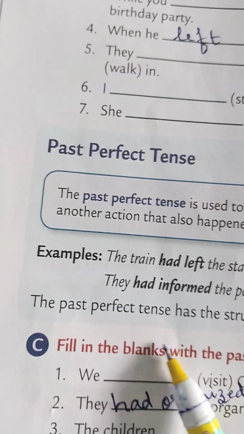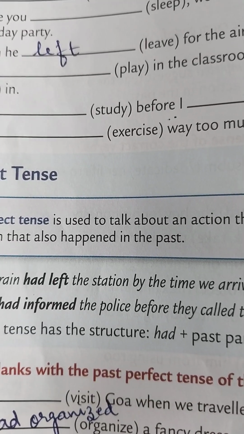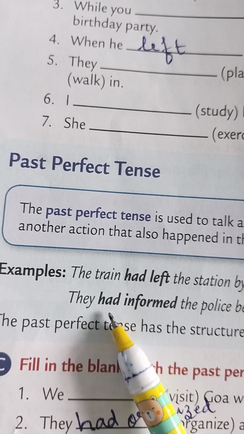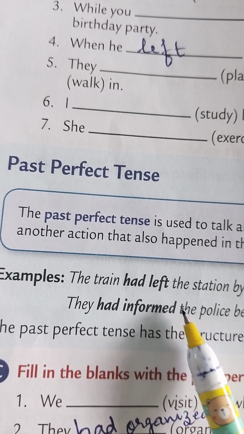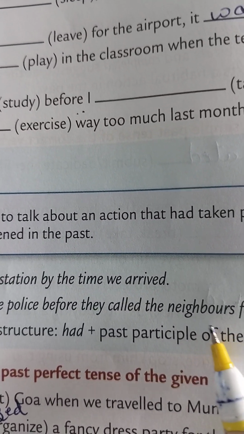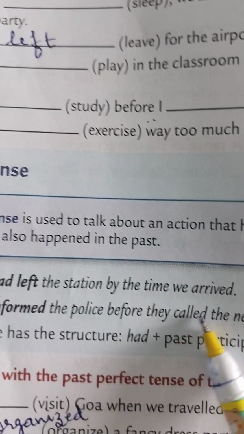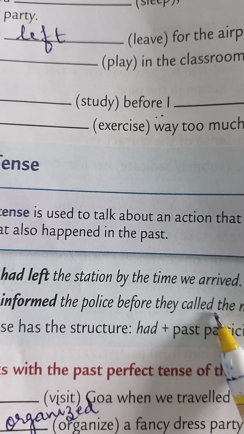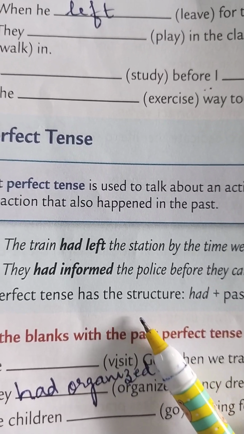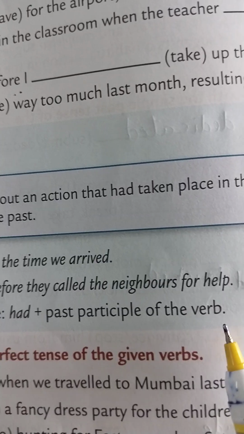Okay. They had informed the police before they called the neighbors for help. Now here again we have used had plus past participle form of the verb, and in the second part of the sentence, in which the action completed later, we have used the second form of the verb, that is called. Okay. So the sentence structure of past perfect tense, children, is had plus past participle form of the verb.